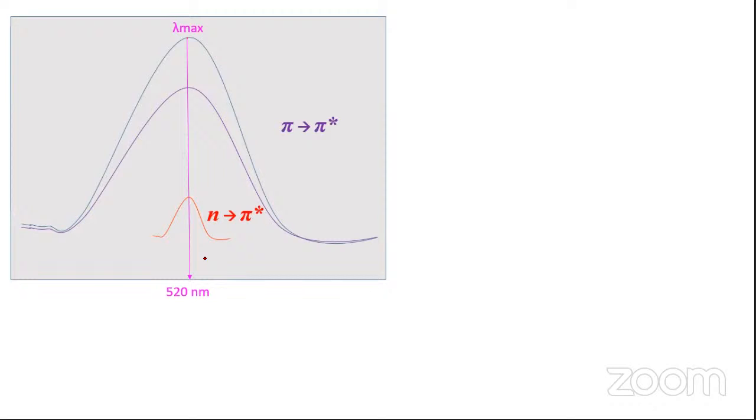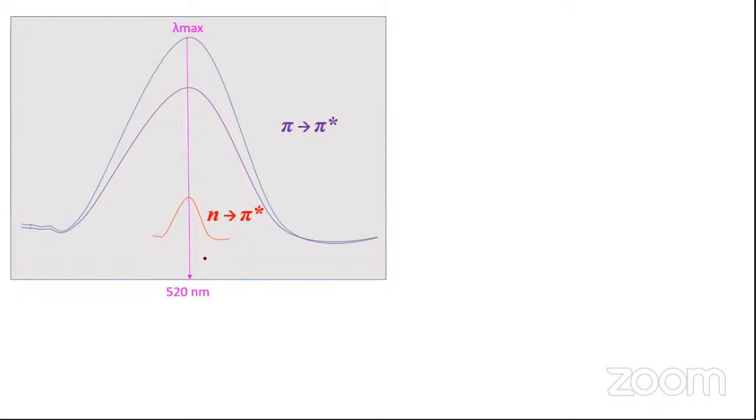How to distinguish? Because we are seeing only one peak. We don't know whether that peak is due to pi to pi star or N to pi star, or is a combination peak. Are you getting the point? Right? Yes, sir. Okay.